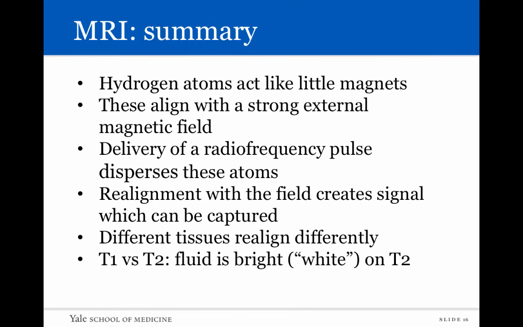So in summary, our body is made up of multiple hydrogen atoms, and each of these hydrogen atoms act like little magnets. When we place our body inside a strong external magnetic field, the majority of these hydrogen atoms will align with that field. Now, if we're able to deliver an electric pulse that scatters these atoms, they'll go in all different directions. If we take that pulse away, once again, these hydrogen atoms will align with the strong external magnetic field. The rates at which they align result in electric signal that can be detected by a computer, and this results in T1 and T2 weighted images.